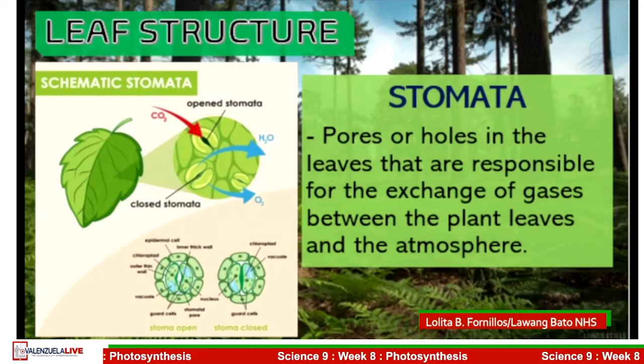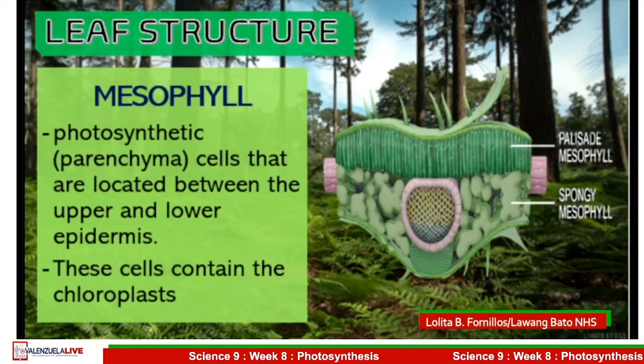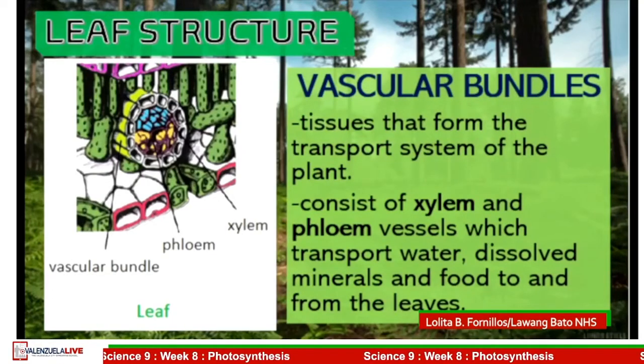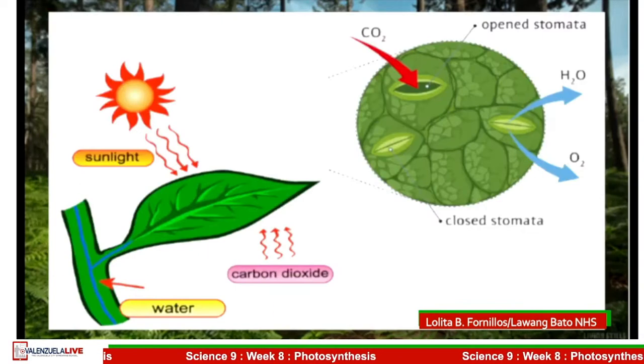The plants also have mesophyll. These photosynthetic or parenchyma cells are located between the upper and lower epidermis. These cells contain chloroplasts. The vascular bundles are tissues that form the transport system of the plant. Vascular bundles consist of xylem and phloem vessels that transport water, dissolved minerals, and food to and from the leaves. Carbon dioxide and oxygen are collected in the spongy layer and enter and exit the leaves through the stomata.